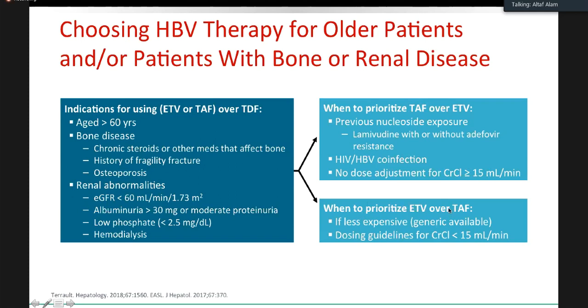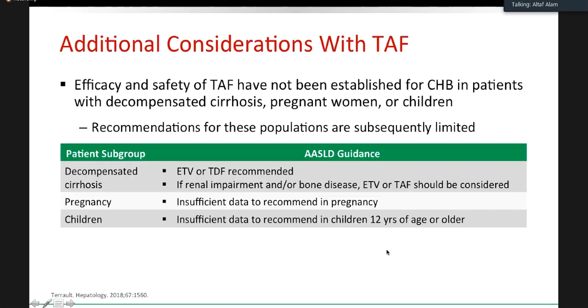When to prioritize entecavir over TAF? If less expensive, like in the Punjab hepatitis control program, if entecavir is available and TAF is not available, use it. You can alter the dose in CKD, but use it. It is free. It is available. So it depends on the availability as well and the cost. So keep this in mind. You must remember that TAF, tenofovir alafenamide, is not yet recommended in decompensated cirrhosis, pregnancy, and in children.